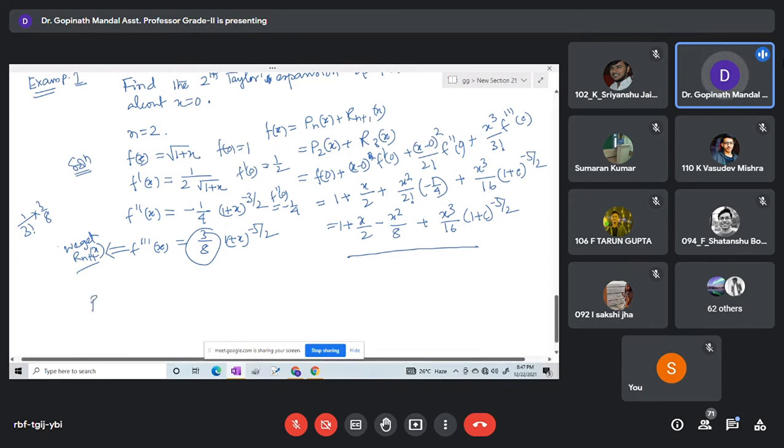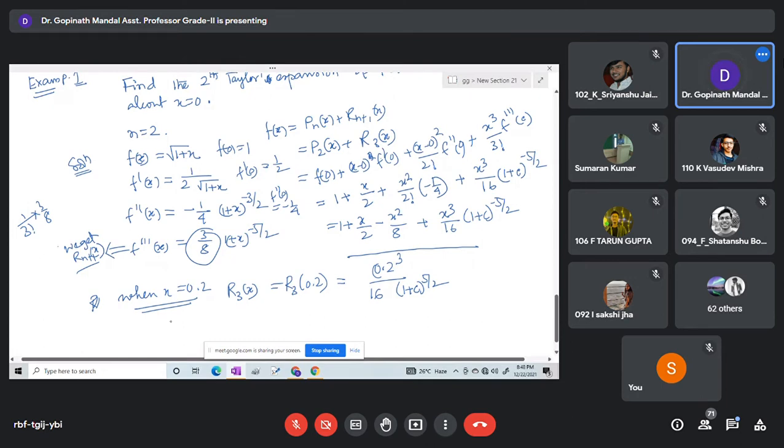Now what will be the remainder term R3x when x equals, suppose, 0.2? In that case R3 at 0.2 will be 0.2 cubed by 16 times (1 plus c) to the power minus 5 by 2.